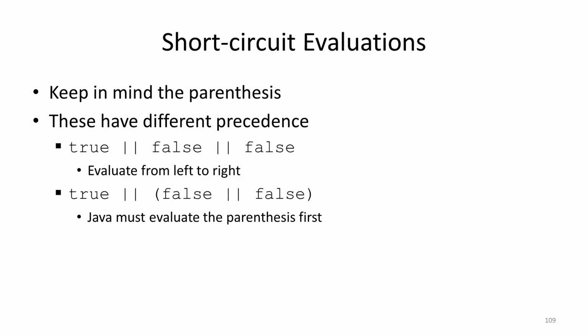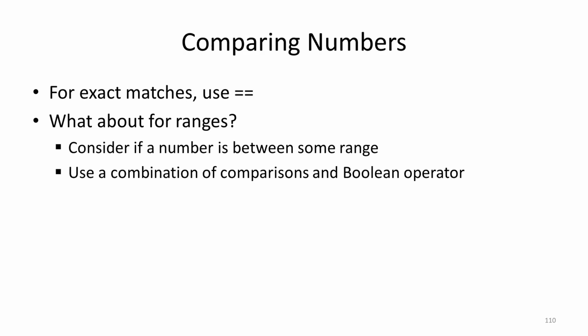Alright, so let's switch gears a little and see another application of compound conditions. Another application of a compound condition is when you are comparing numbers. Now, if you are comparing exact numbers, then you will use the equal comparison operator. But what about for ranges? Consider if a number is between some range. You will use a combination of comparisons and Boolean operators.